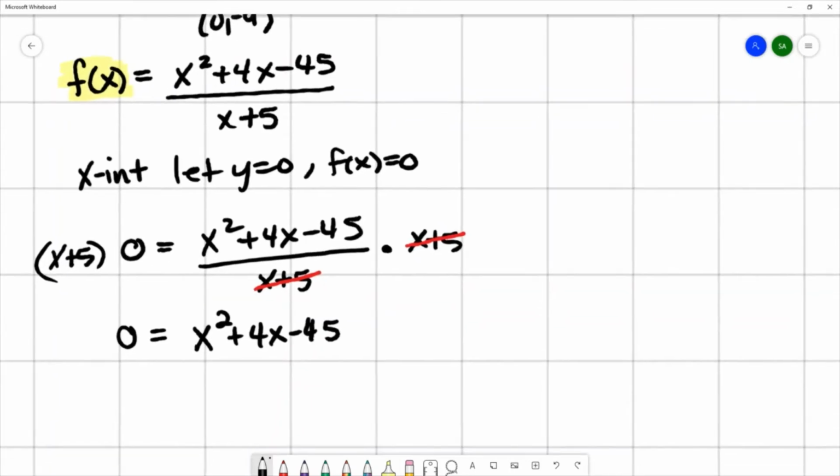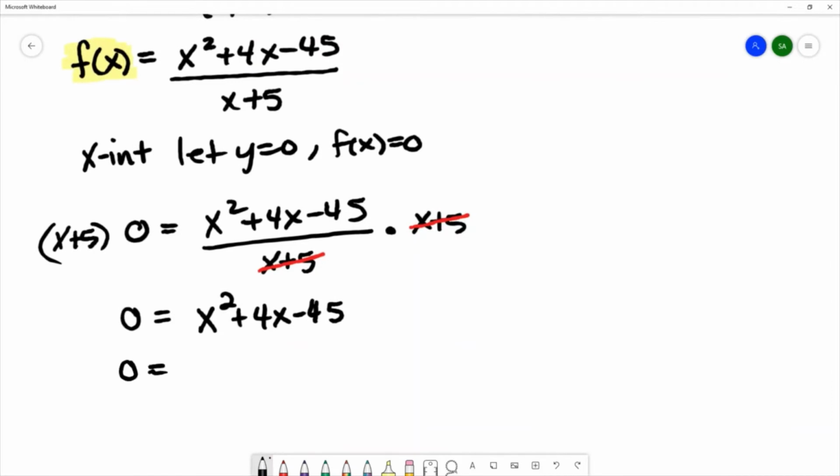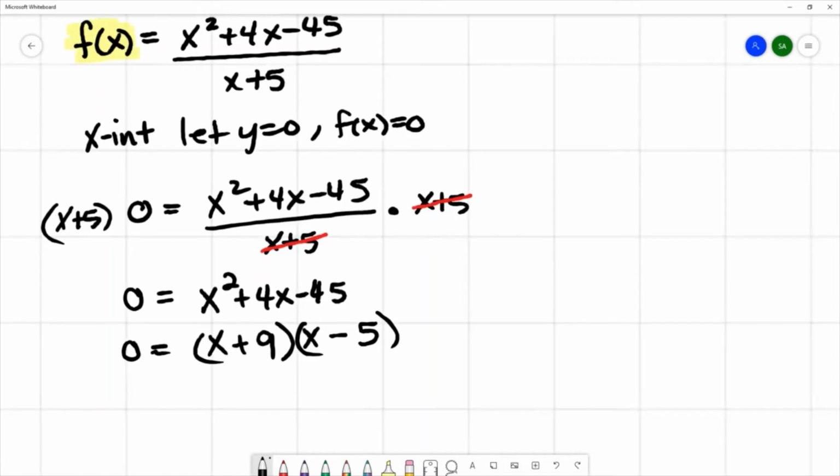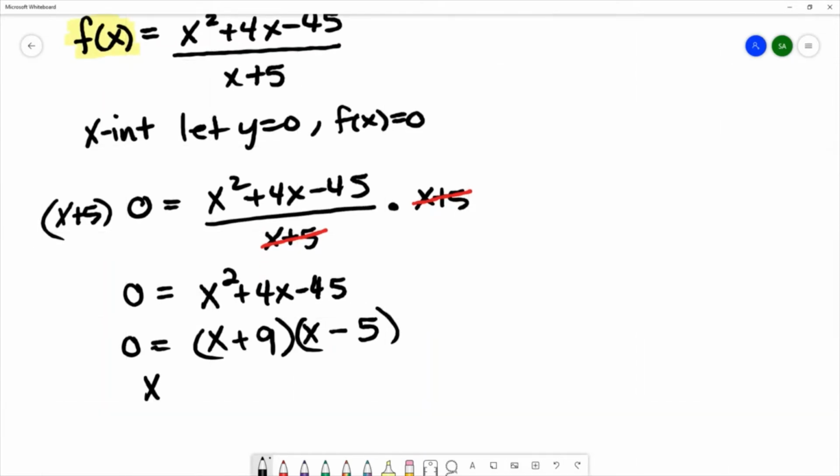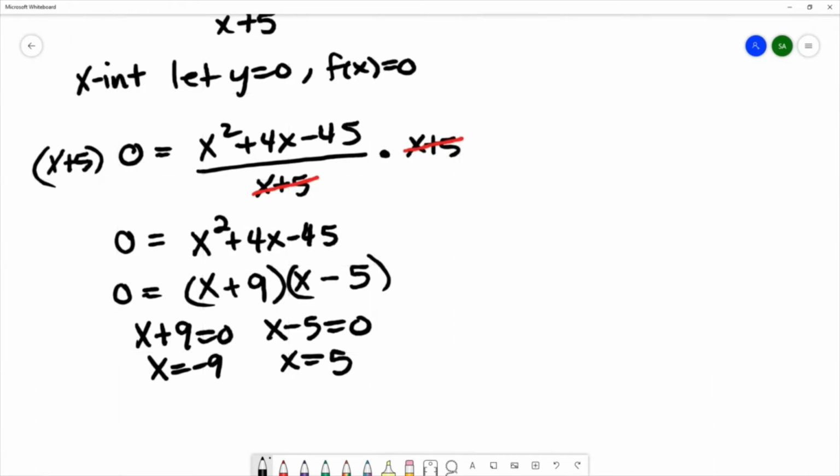We can solve this quadratic equation by factoring, and it factors to be (x and x), 9 and 5, with a plus on the 9 and a minus on the 5. I would set each factor equal to 0. x plus 9 equals 0, x minus 5 equals 0 gives me x equals negative 9 and x equals positive 5. So we have two x-intercepts, one at (-9, 0), and the other at (5, 0).